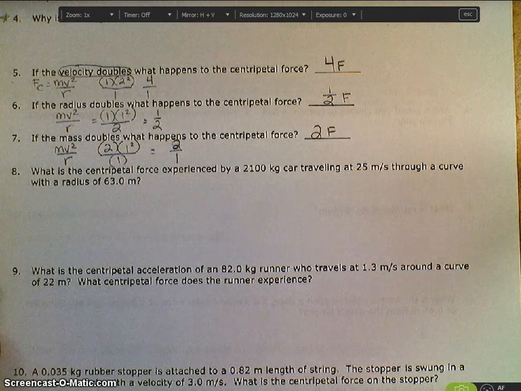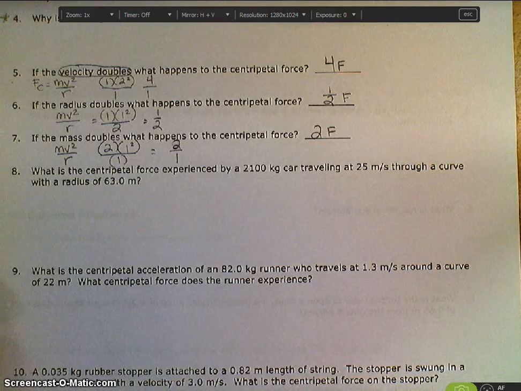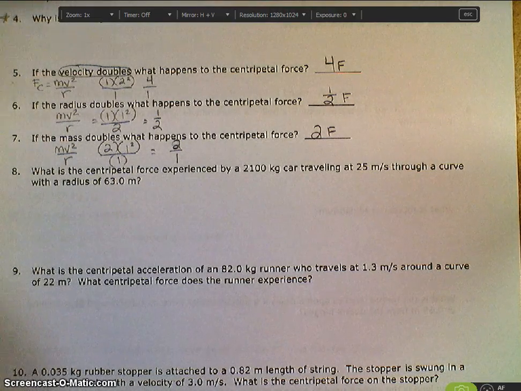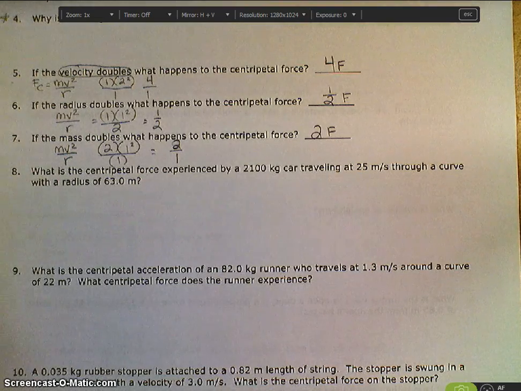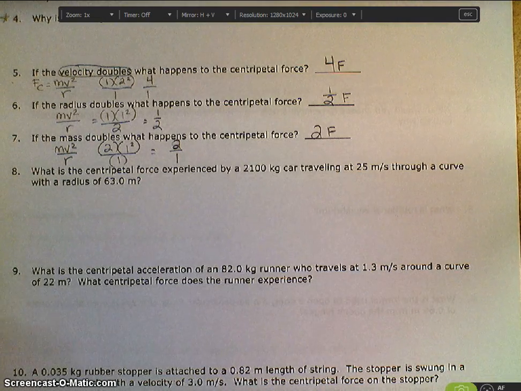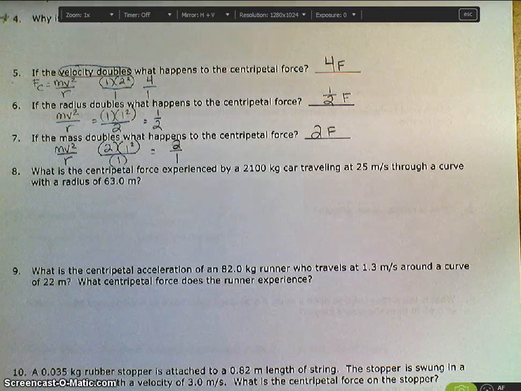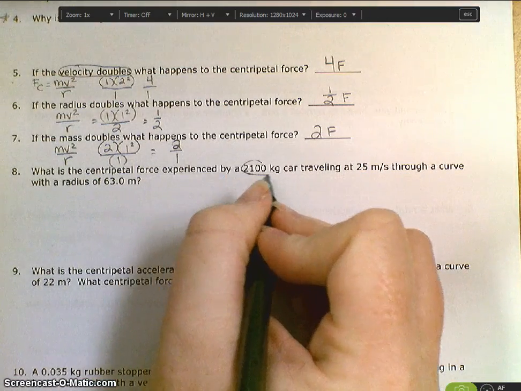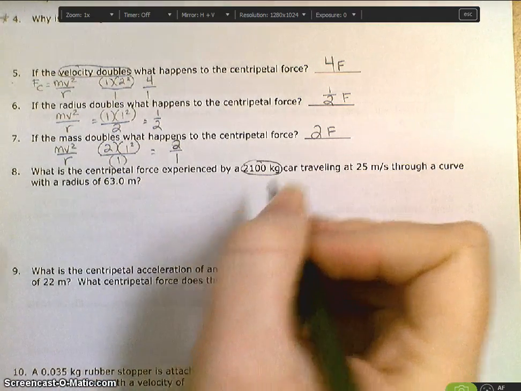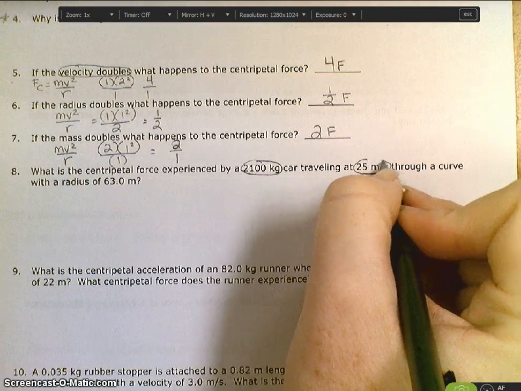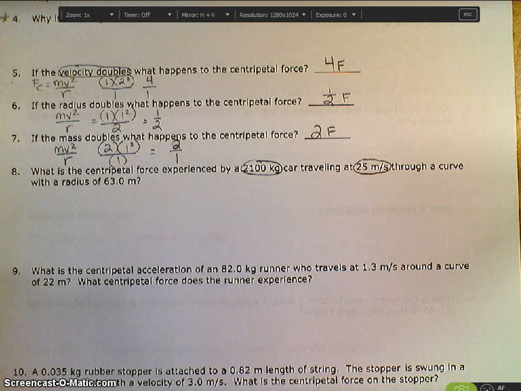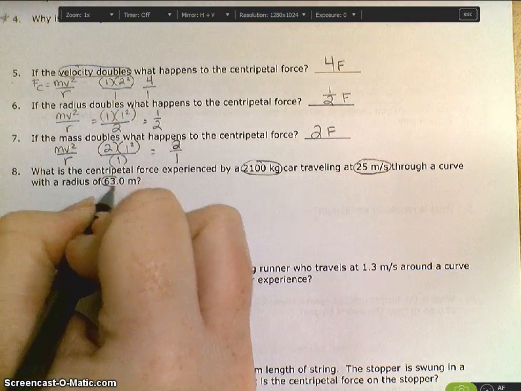Now remember that the first thing that I like to do going through one of these tests or reviews is to identify all the numbers given to me as I read the question. So we're asked for the centripetal force experienced by a 2,100 kilogram car traveling 25 meters per second through a curve with a radius of 63 meters.